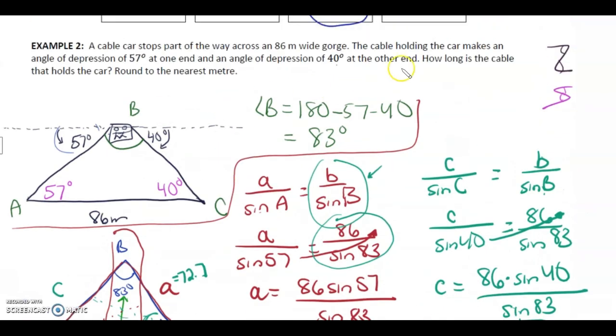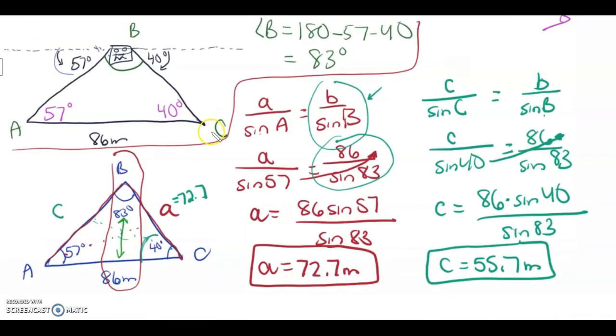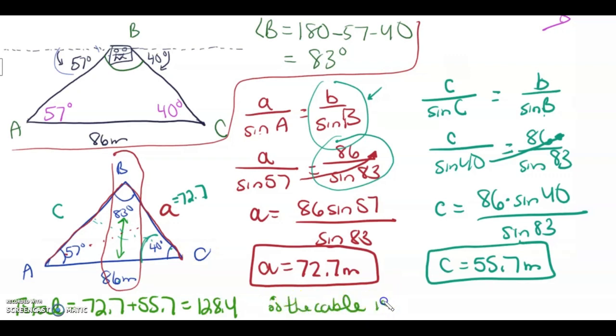Going back up to the original question, it says, how long is the cable that holds the car? So we have to do the total length of the cable, 72.7 plus 55.7, and we get 128.4. So we can say, therefore, the cable is 128.4 meters long.